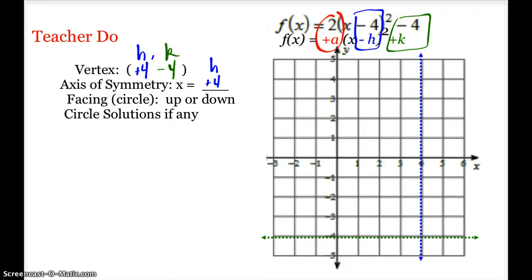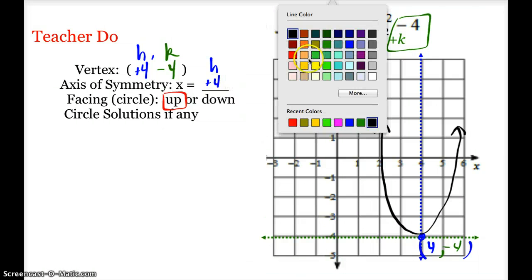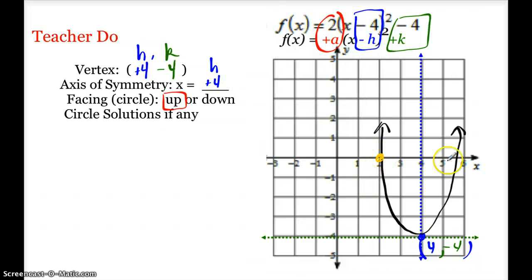Now we know it's facing up because it is a positive 2. Again, we should have a negative 4, and our x value is positive 4. That is our vertex, and it's facing up. It's going to be a little narrow. It's going to be a little skinnier than usual, which is okay. And our solutions are there and there. I don't know what they are exactly, but again, that is the next unit, not this unit. We're going to specify these solutions, roots, etc.